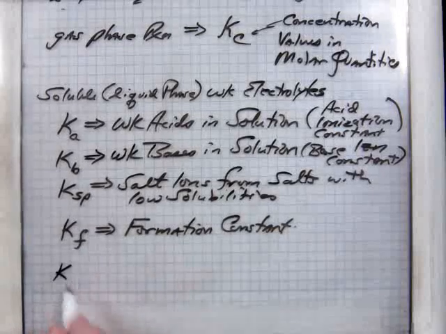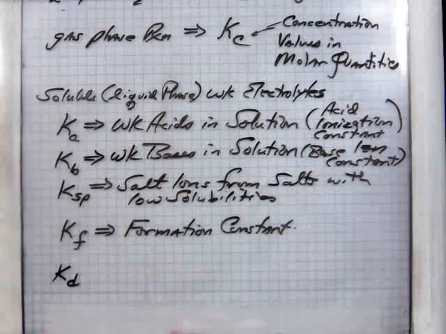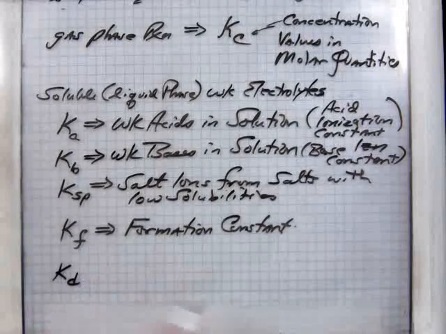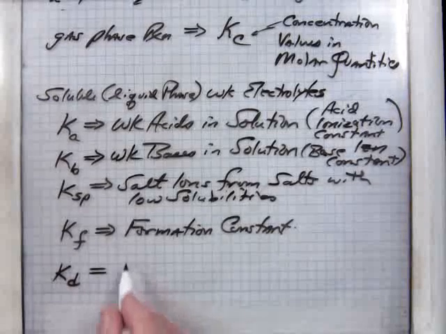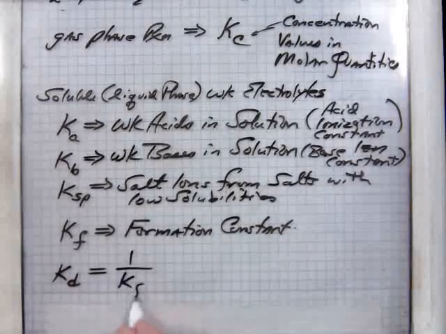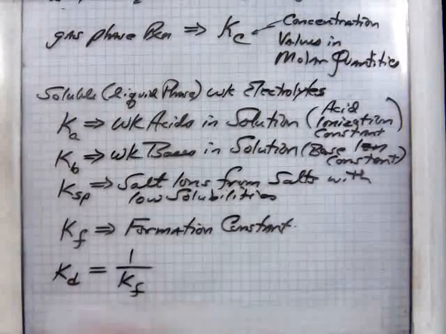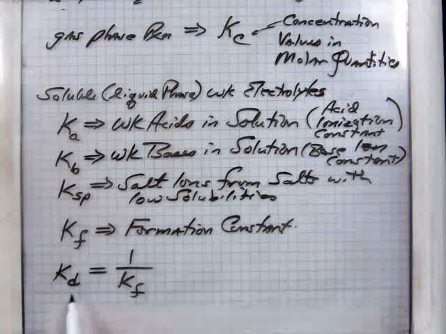Then you have a Kd called a dissociation constant, and that happens to be, watch for quiz 1, over Kf. It's the reciprocal, or vice versa. Kf is 1 over the dissociation constant.